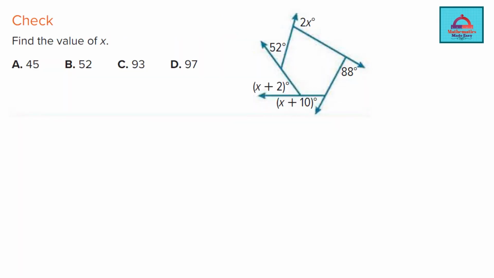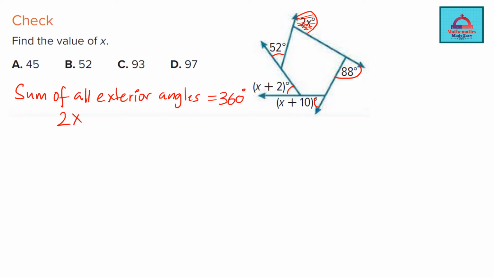So let's solve a question. These are the exterior angles. As you can see, one angle is 2x, one angle is 88, one angle is x plus 10, one angle is x plus 2, one angle is 52. So let's add all the angles. So sum of all exterior angles. In this question, you know you have to apply the exterior angle theorem. How will you know? Because these angles are outside the polygon, they are not inside. So because they are outside, their sum is 360.